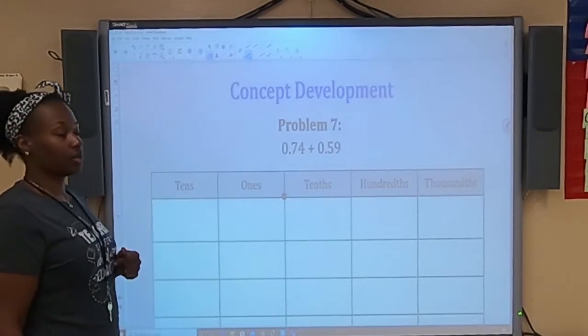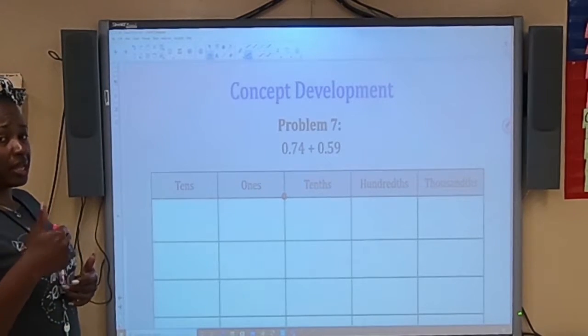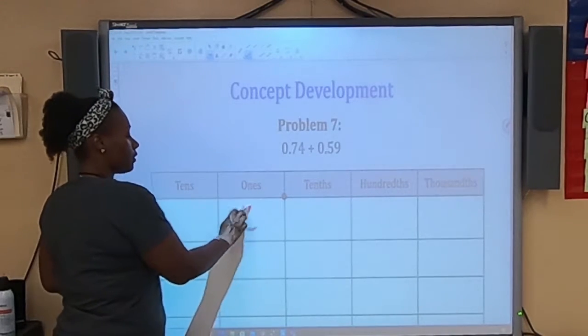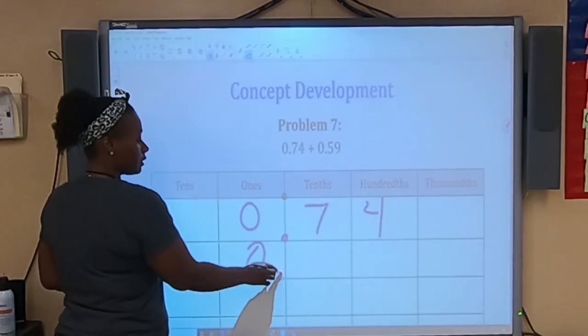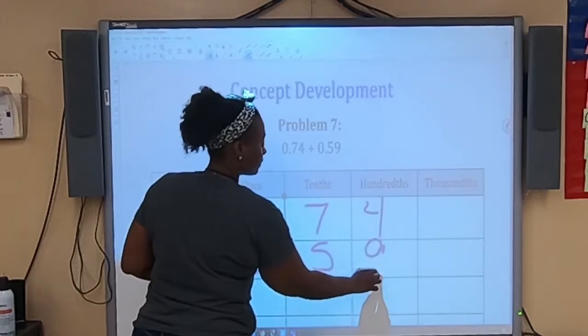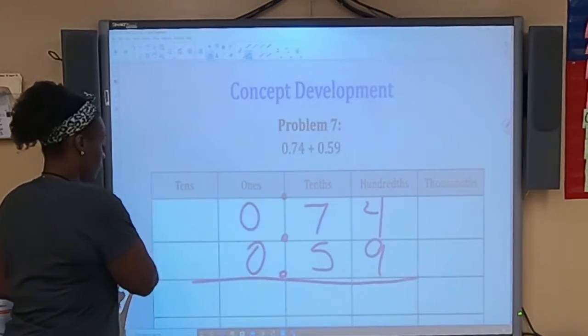Now, straight standard form. Key to it, line your decimals up. 0, decimal, 7, 4, 0, decimal, 5, 9. And add it up.